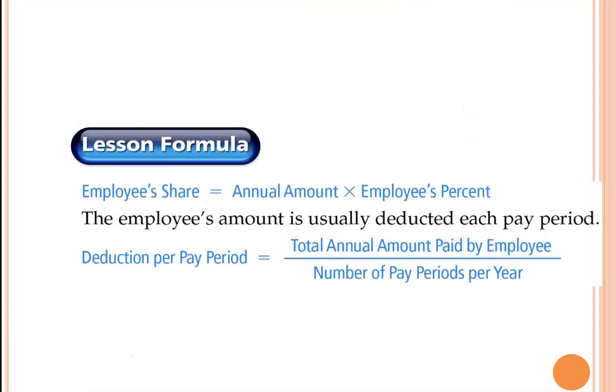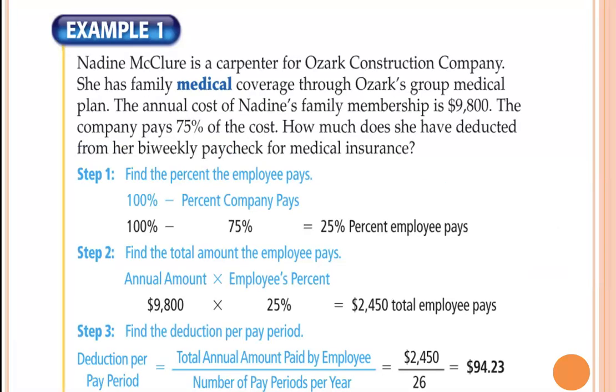So here are the formulas we're going to use, but we're going to use them in a different way. We're first going to look at an example, and then I will show you another way to help us do this. Nadine McClure is a carpenter for Ozark Construction Company. She has family medical coverage through Ozark's group medical plan. The annual cost of Nadine's family membership is $9,800. The company pays 75% of the cost. How much does she have deducted from her bi-weekly paycheck for medical insurance?